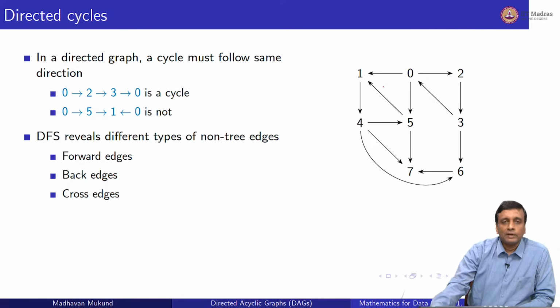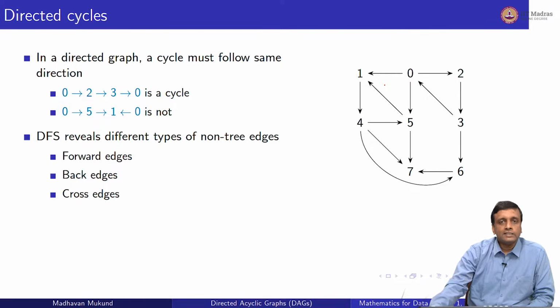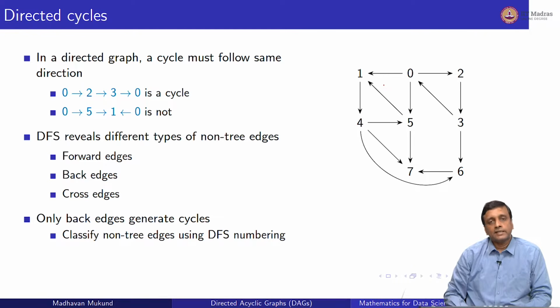And what we said is that we can use DFS, depth first search, to find these directed cycles, because when we do DFS, we will construct a tree to begin with. So we have all the edges which are part of the tree which have been used during DFS. And then among the non-tree edges, we have three different types. Right? So we have these forward edges which go forward in the tree. We have back edges which go up the tree from a later node to an ancestor. And then we have cross edges which go across branches. And we said that only the back edges actually generate cycles.